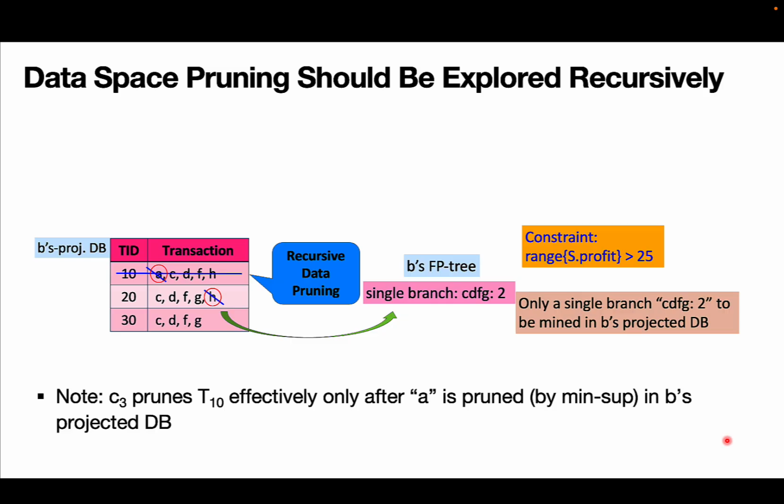Here's the same example in a visualization. Dropping A resulted in dropping a transaction, which also resulted in dropping another item set from the database.